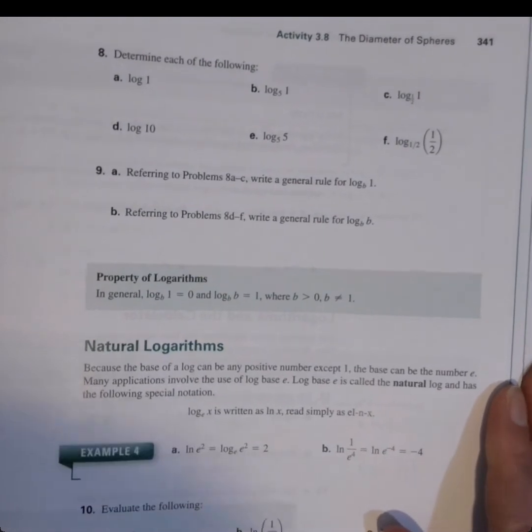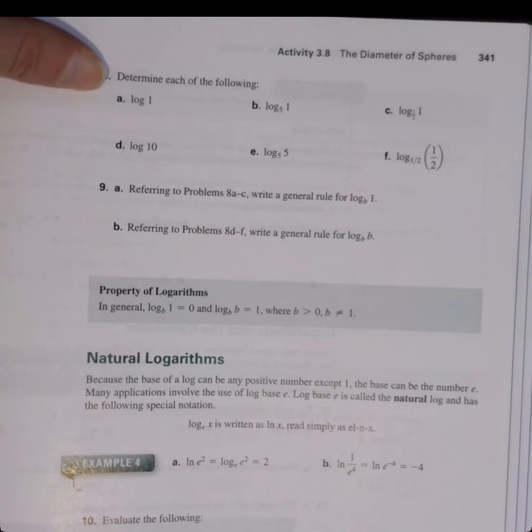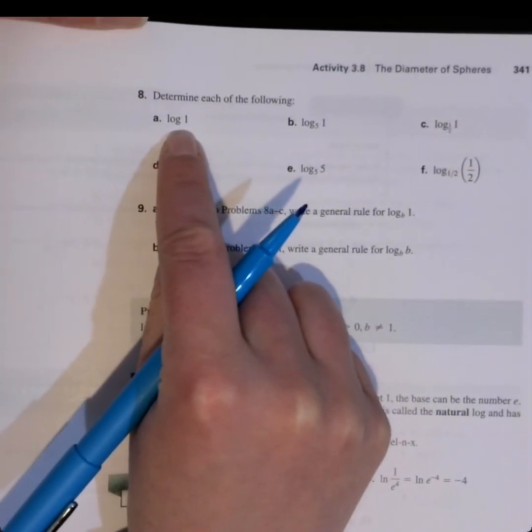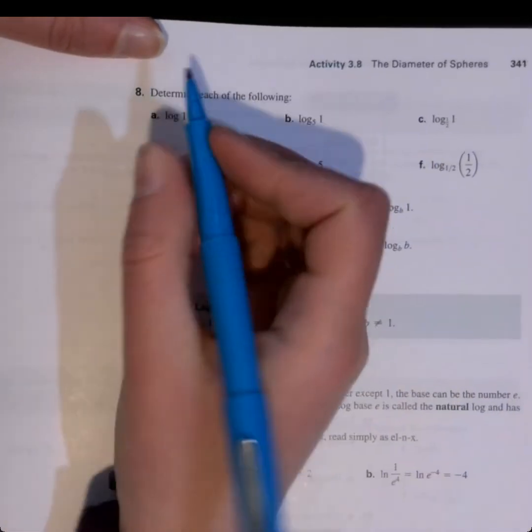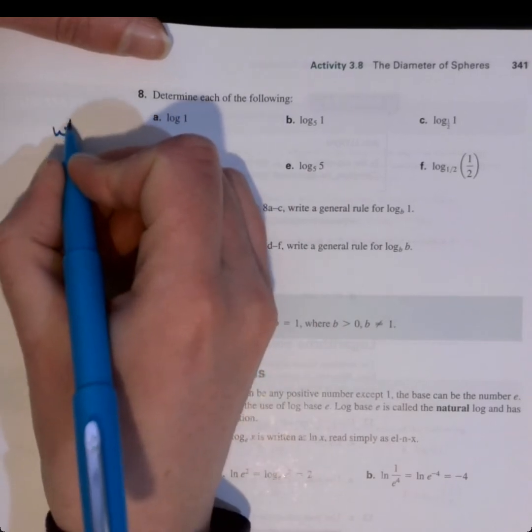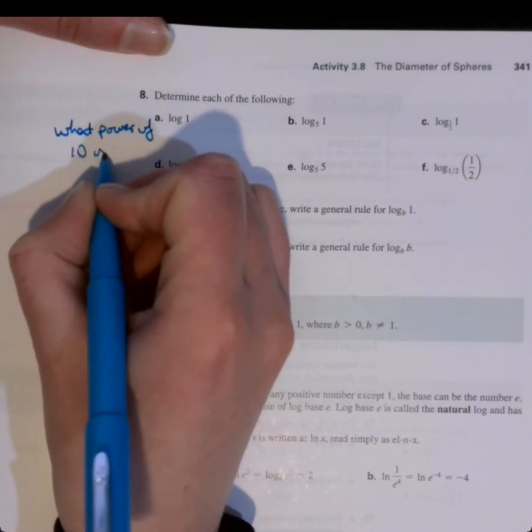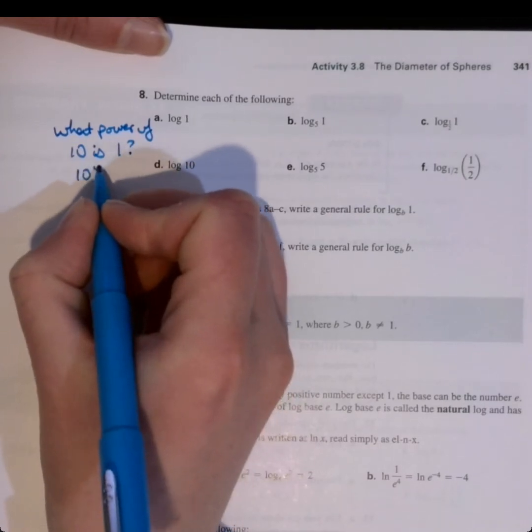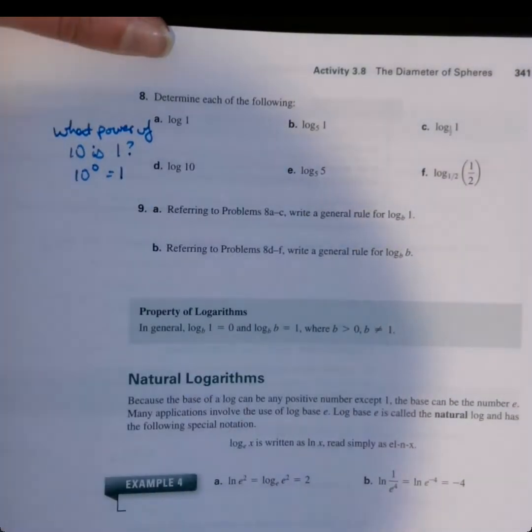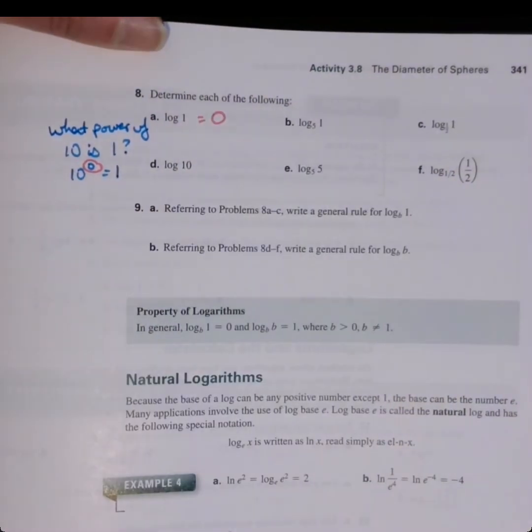Some properties of logarithms. Okay, the log of 1. Now, because there is no visible subscript, it's got to be 10. That's the only invisible subscript on a log. So my base is 10. So this is asking me what power of 10 is 1. And I know that if I raise 10 to the 0 power, I get 1. And so the power is 0. So the answer to this one is 0, because 10 to the 0 power would give me 1. So the log of 1 is 0.